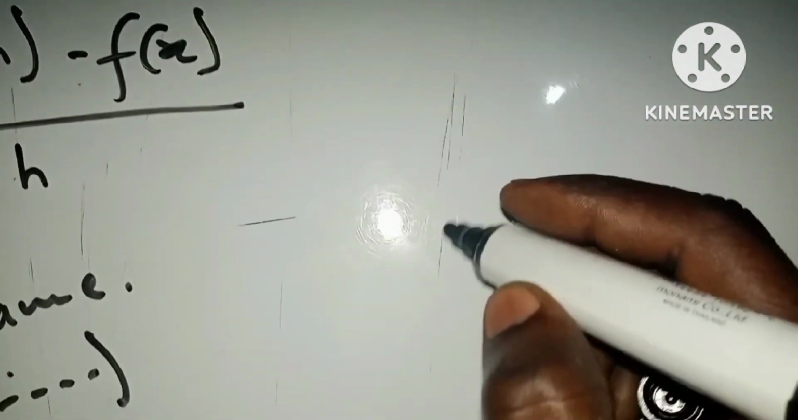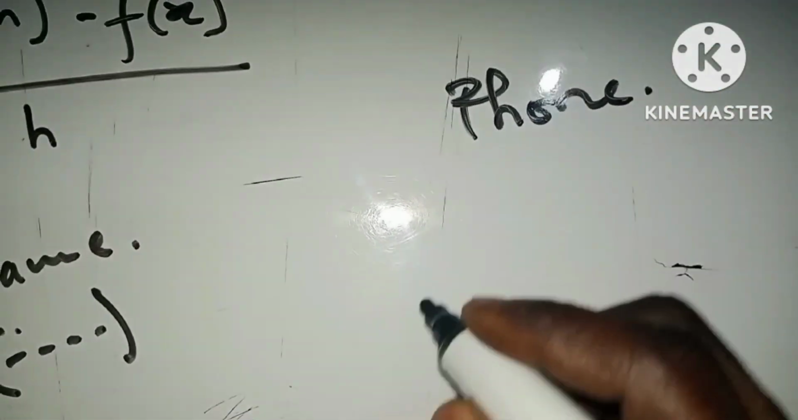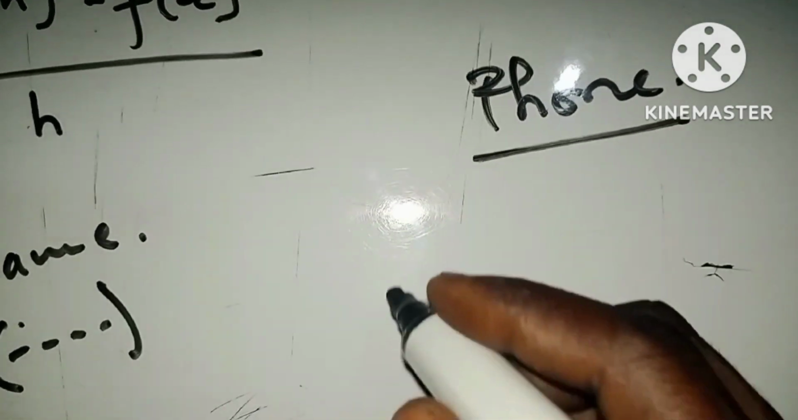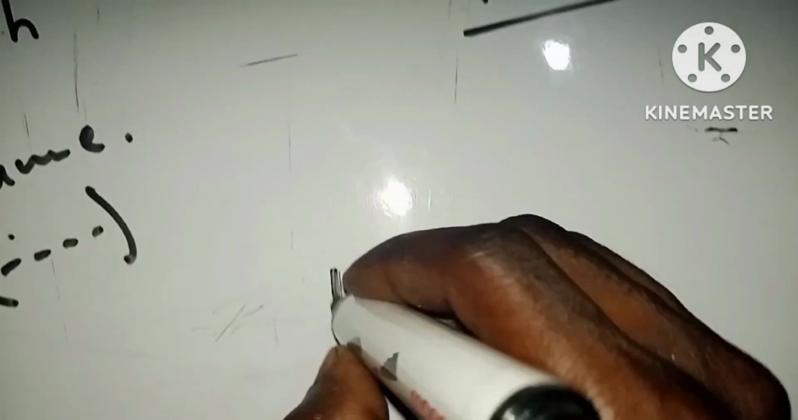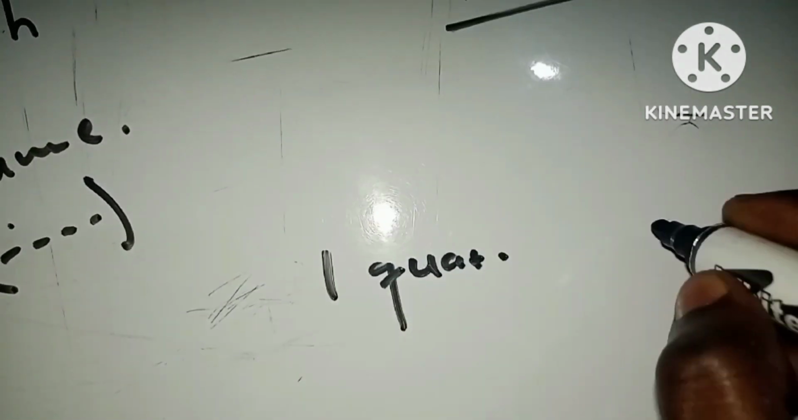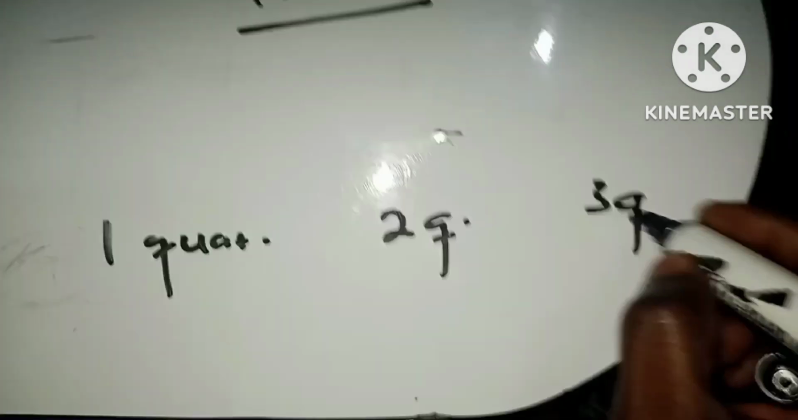Let's say you get to an electronic shop and you want to buy a phone. Let's assume that for the meantime. The price of the phone, maybe let's divide the year into three quarters. So let's have our first quarter here, and then maybe the second quarter, and then maybe the third quarter.